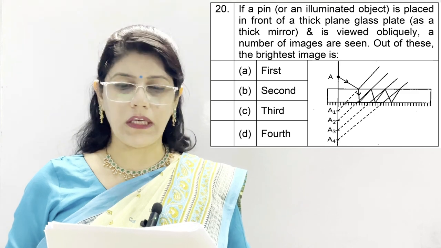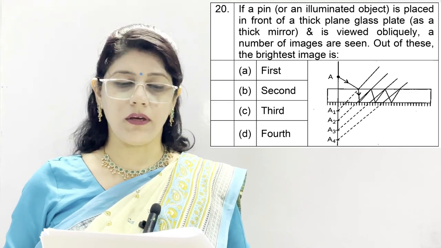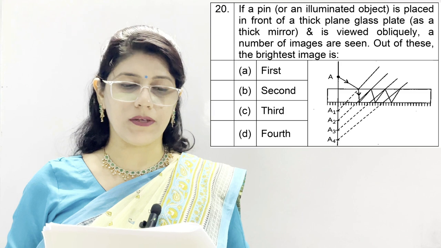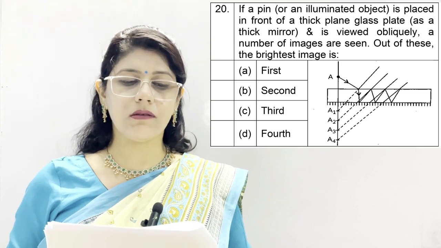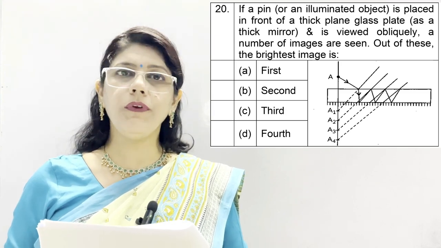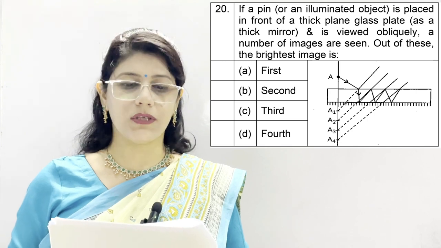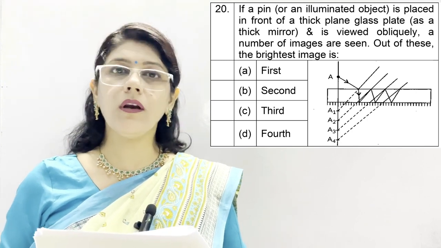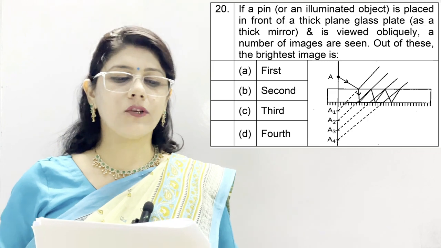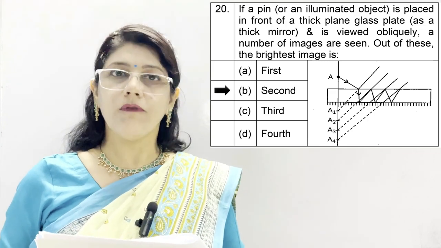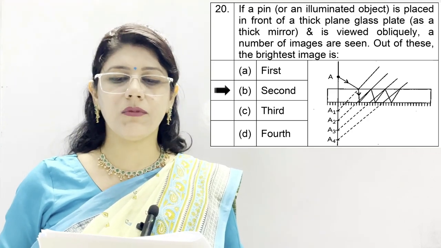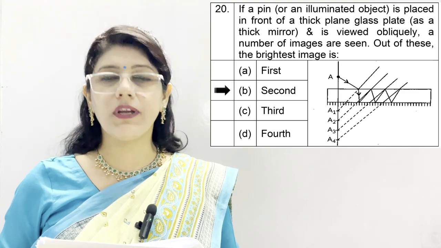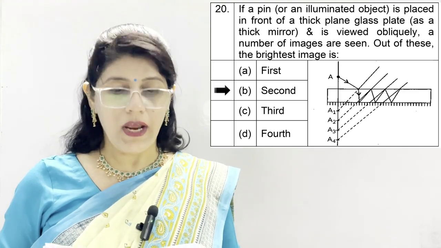In question number 20, if a pin is placed in front of a thick plain glass plate and is viewed obliquely, a number of images are seen. Out of these, the brightest image is A first, B second, C third, and D fourth. Although we know that this diagram is reduced from the syllabus for this year, but still questions are there, and here the correct option is B, which is second. We know the second image is the brightest image because of light suffering a strong first reflection at the silvered surface.